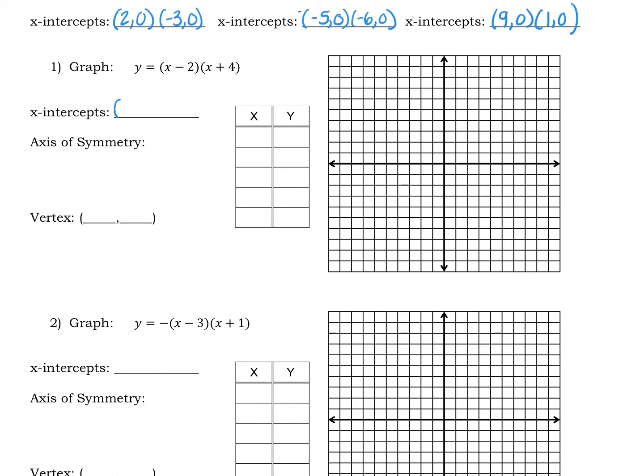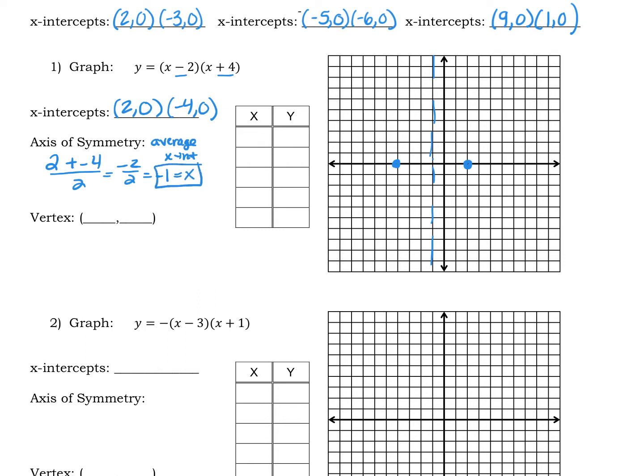intercept form. So I can see my two x-intercepts are 2 and negative 4. That's always going to be opposite of these. So I'm going to plot my points at positive 2 and at negative 4. Now to find the axis of symmetry, we're going to average the x-intercepts. So I'm going to add them together and divide by 2. And I'm going to get negative 1. So this is where my axis of symmetry is going to be at x equals negative 1.